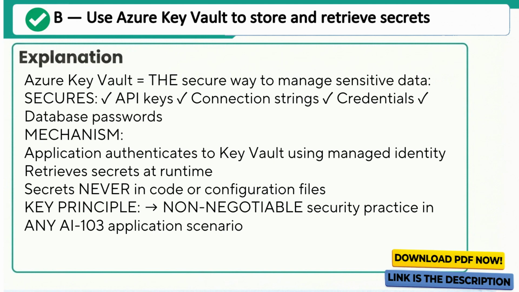Secures API keys, connection strings, and database passwords. Mechanism: the application authenticates to Key Vault using managed identity and retrieves secrets at runtime. Secrets are never in code or configuration files. Key: this is a non-negotiable security practice in any AI-103 application scenario.